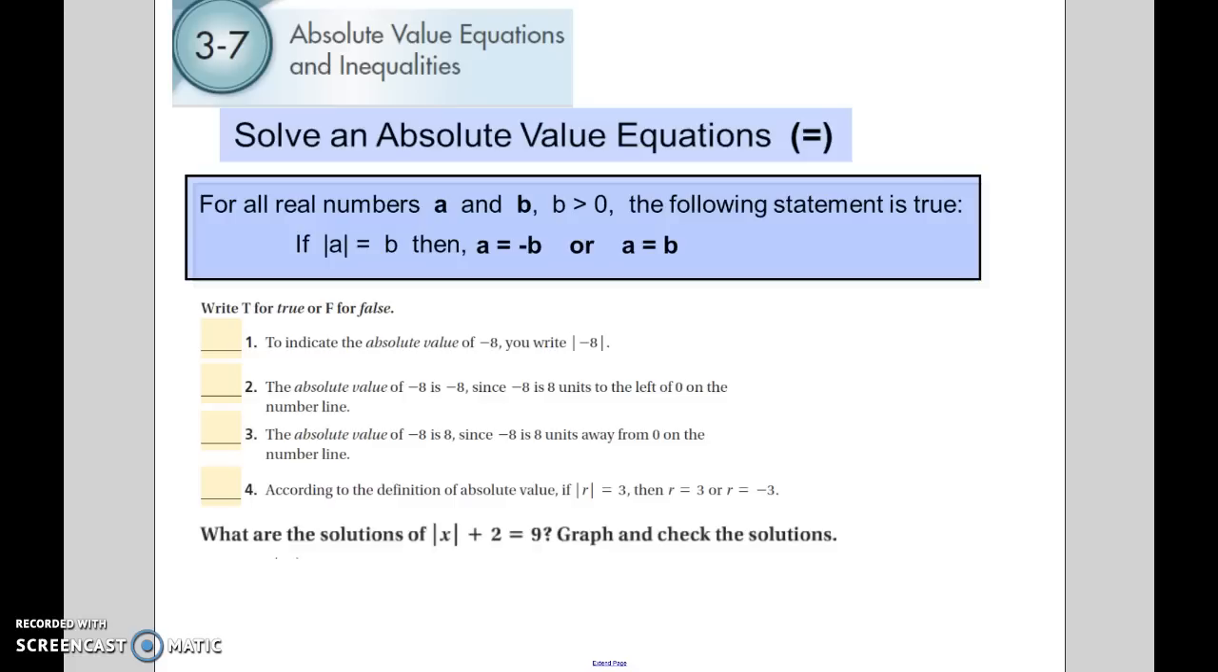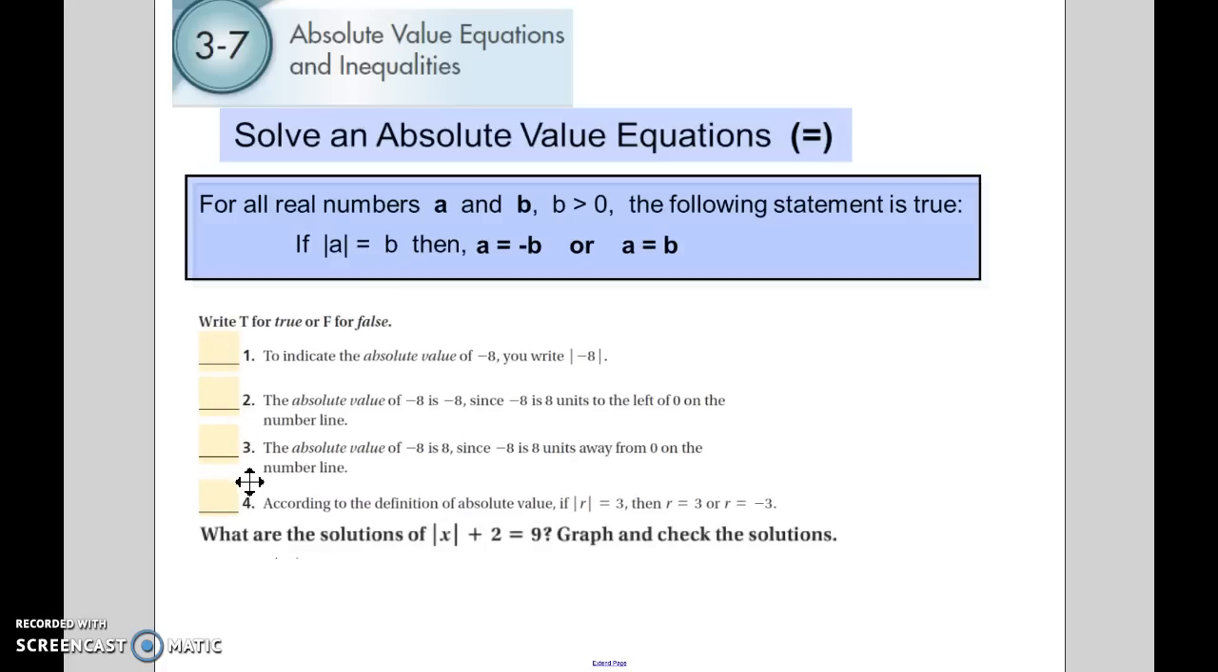So let's see, number 1. To indicate the absolute value of negative 8, you write absolute value bars around negative 8. This is true. Number 2, the absolute value of negative 8 is negative 8, since negative 8 is 8 units to the left of 0 on the number line. This is false, because remember, absolute value is the distance of negative 8 to 0, and the distance of negative 8 to 0 is 8 spaces. Doesn't matter where it is on the number line, it's still 8 spaces away from 0. So the absolute value would be a positive 8.